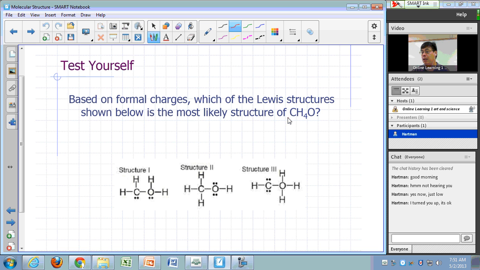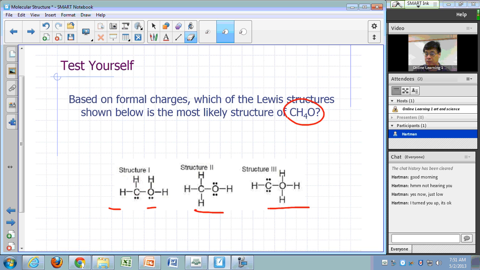Let's say you have a molecule that's made up of 1 carbon, 4 hydrogens, and 1 oxygen. If you look at these 3 structures down here, you can see all of these follow the octet rule. Look at carbon right here, for example. It says 2, 4, 6, 8. So it's got 8 valence electrons around it. This oxygen has 2, 4, 6, 8 valence electrons around it. Same thing for the carbon and oxygen in the other structures. And if you look at all the hydrogens, they all just have a single bond, so they all have a duet.